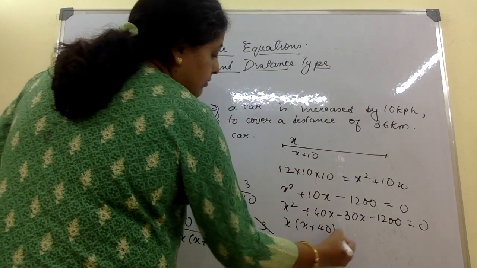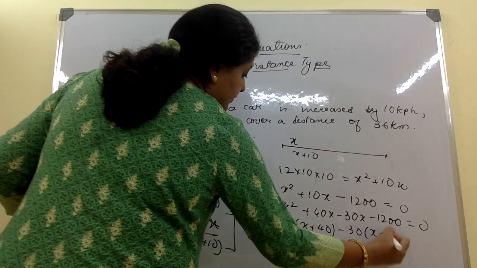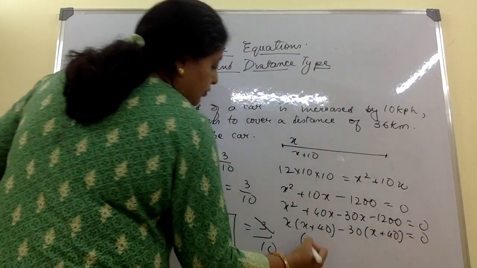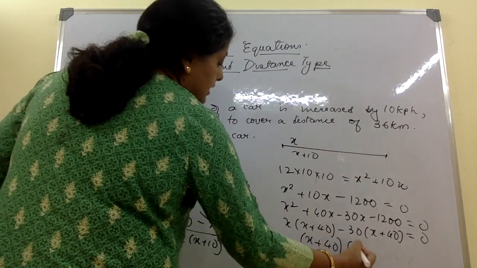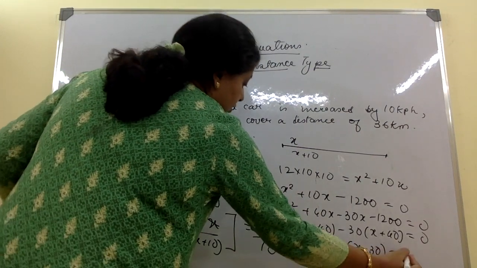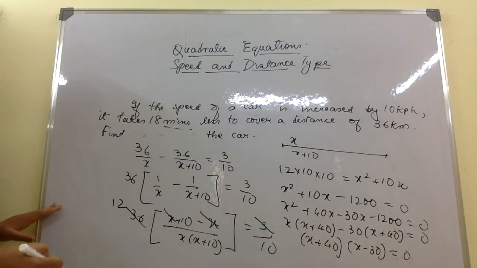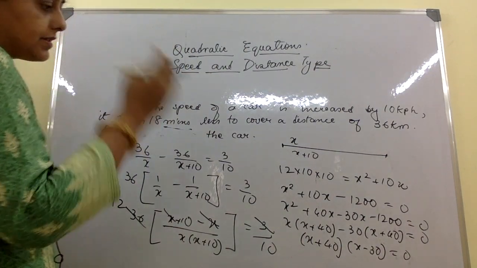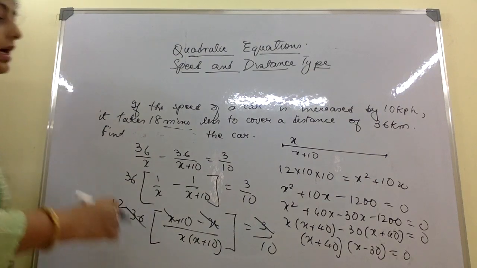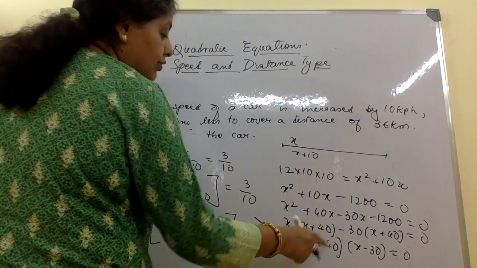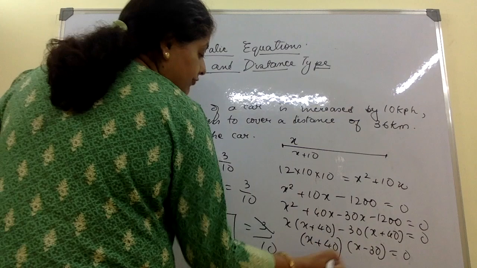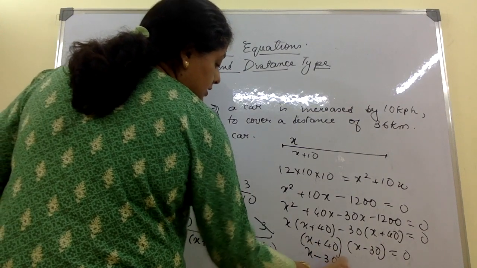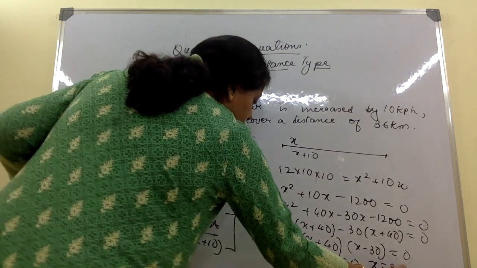x into x plus 40 minus 30 times x plus 40 is equal to 0. So x plus 40 and x minus 30 is equal to 0. So I have got my factors correct. Now I cannot take x is equal to minus 40. So the only valid answer is x minus 30 is equal to 0, x is equal to 30.